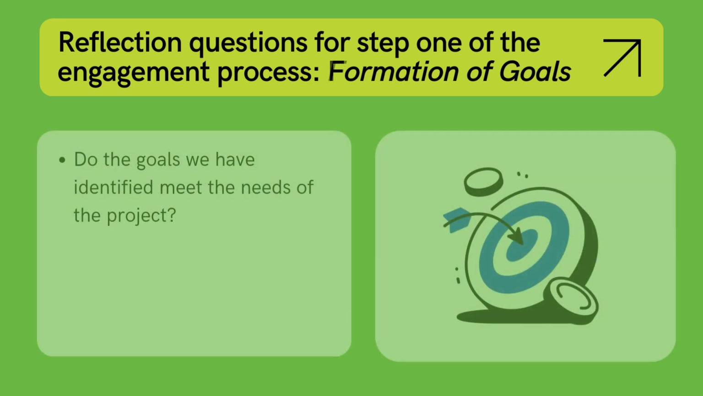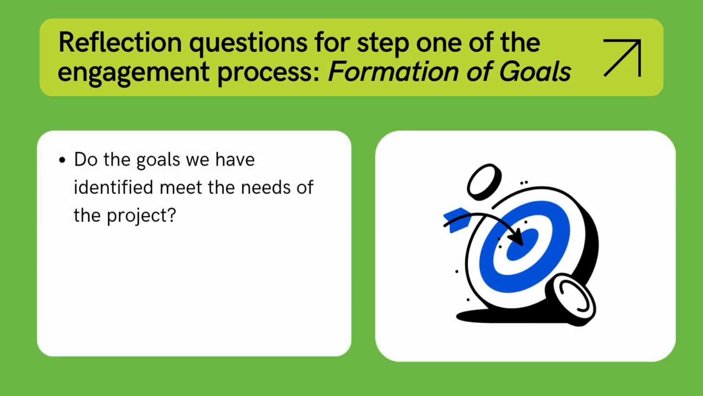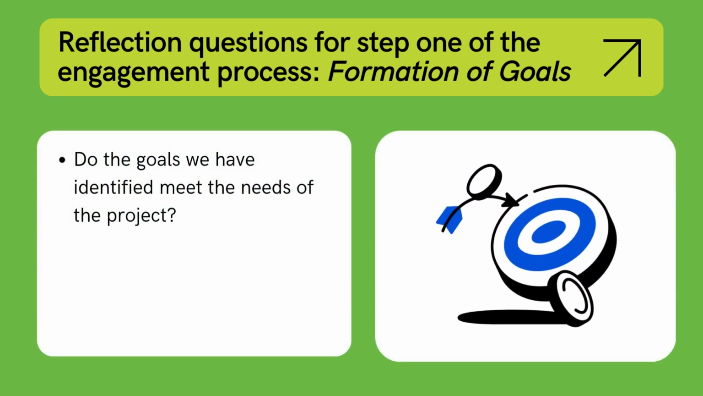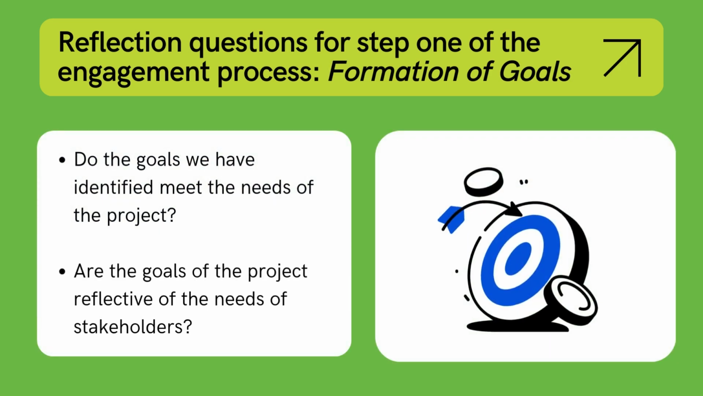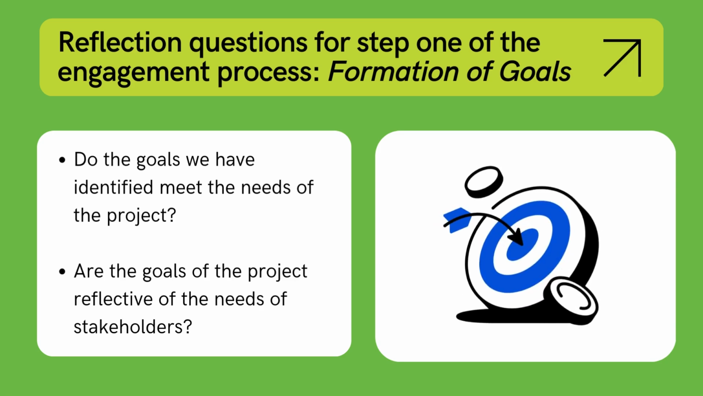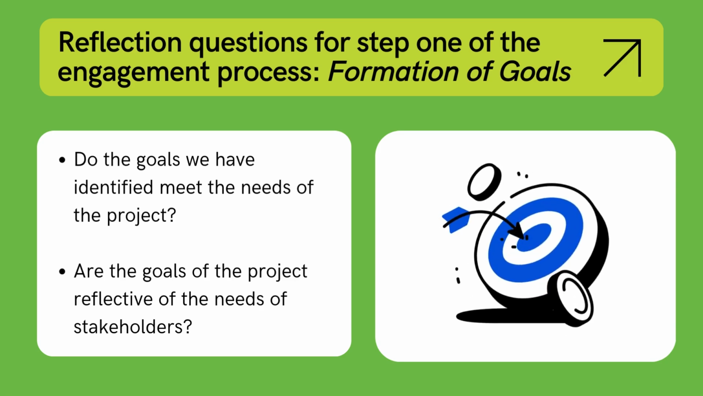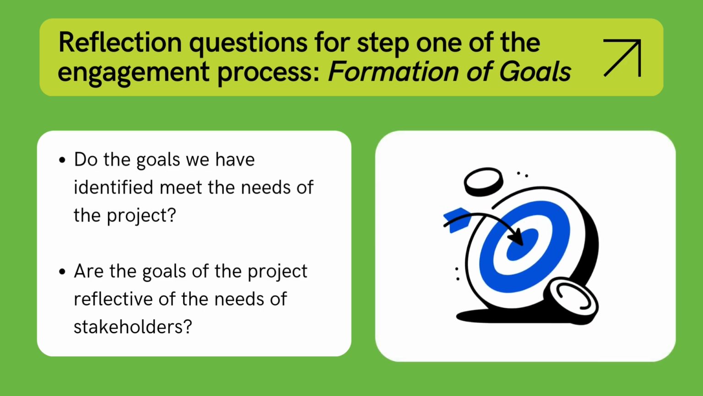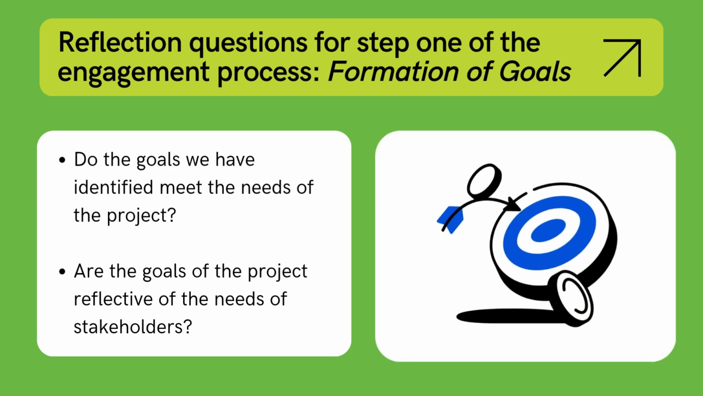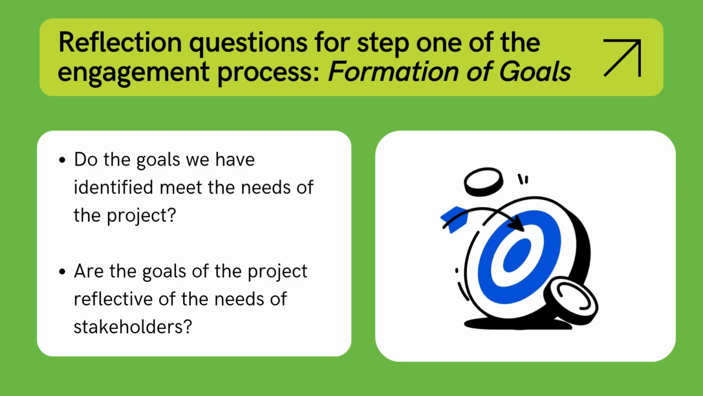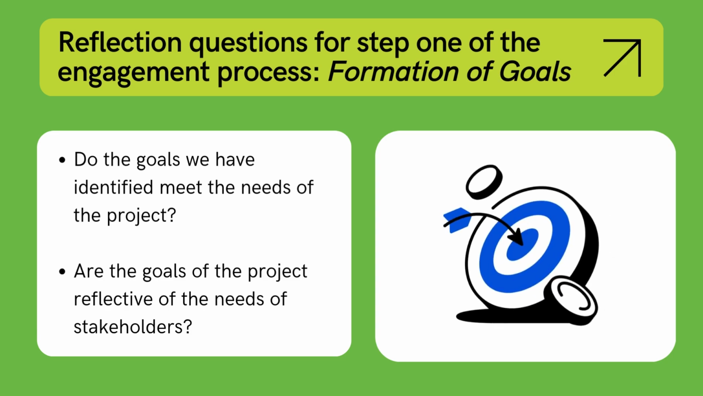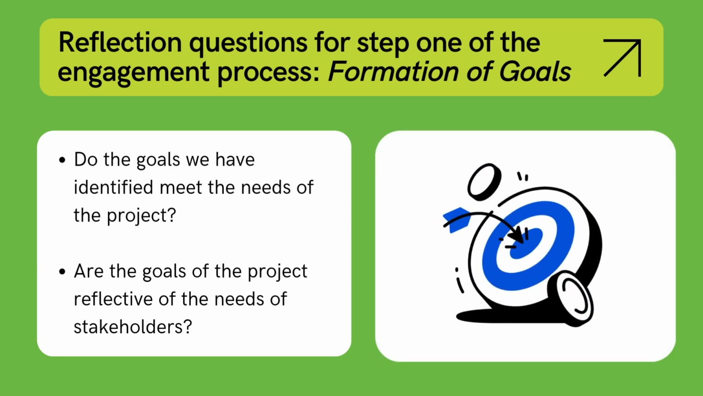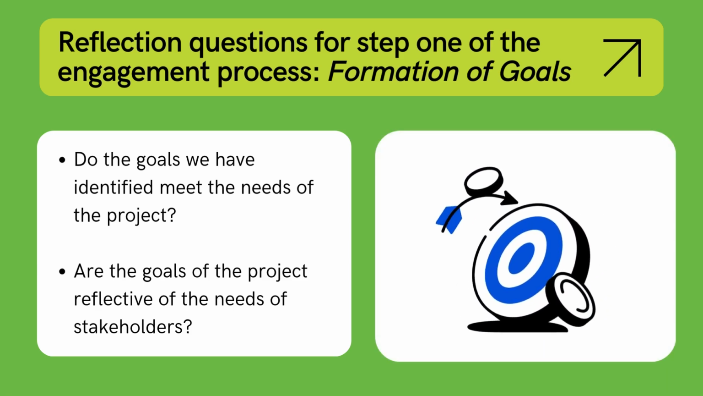In this step, researchers should ask themselves questions like, do the goals we have identified meet the needs of the project? And are the goals of the project reflective of the needs of stakeholders? Using these questions, you should begin to think about what goals are going to best fit the needs. Not every project can simply use education and outreach to effectively engage stakeholders, and may require more involvement from stakeholders to solve wicked sustainability problems.